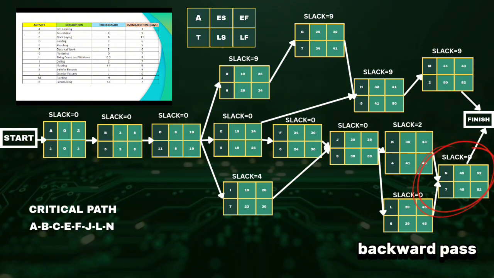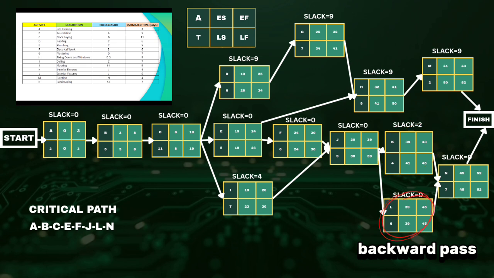52 minus 7 is 45. 45 is the latest start time. For activity M, 52 minus 2 is 50. Meanwhile, activity K and L will get the latest start of activity N, which is 45, as their latest finish time. So for activity K, 45 minus 4 is 41, while 45 minus 6 is equal to 39 for activity L.